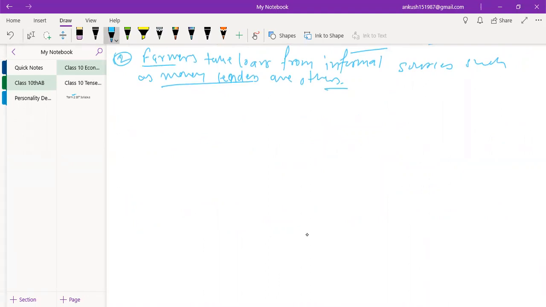This money lender sometimes is very cunning, and he may ask the farmer to transfer his land into his name if the farmer is not able to repay the amount. Understood?